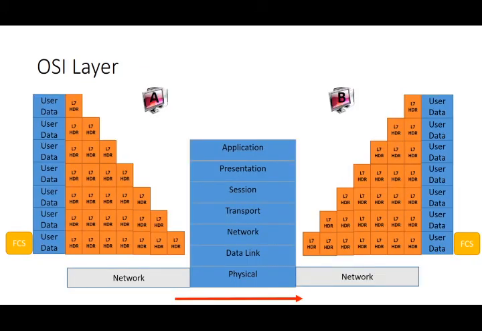Now we are at layer 7. At the application layer, we are presenting the data back to the application, back to the user, and we end up with data communication. This happens in both directions as the traffic is passed back and forth. So this is all about the OSI layer model.